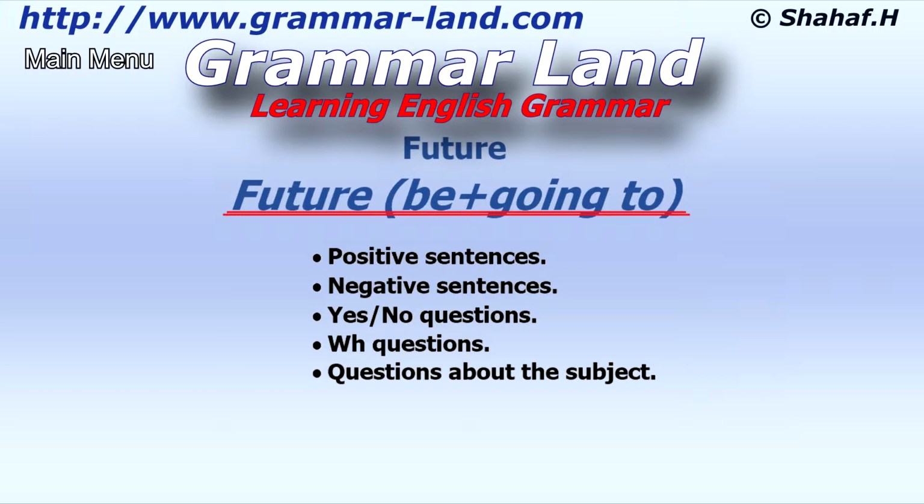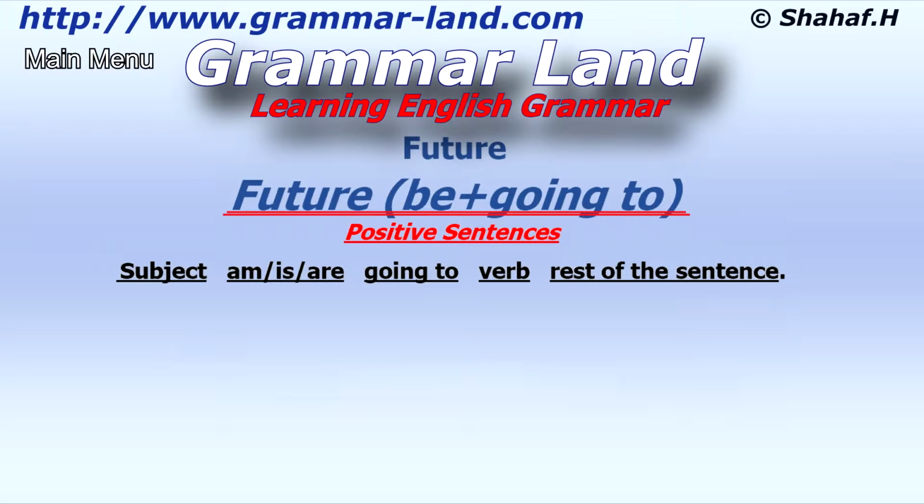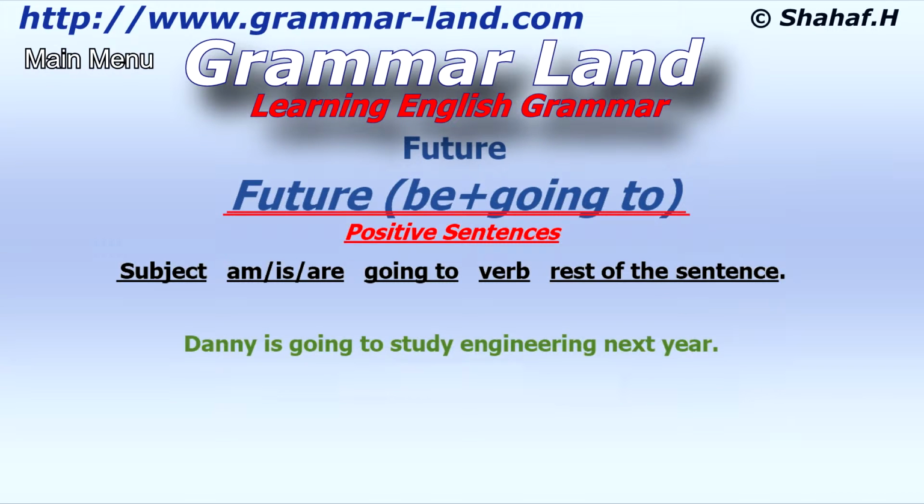Let's start. Positive sentences. The sentence starts with the subject, followed by am, is, or are, depending on the subject. Then comes the phrase going to, followed by a verb, in its basic form. After the verb, comes the rest of the sentence. Danny is going to study engineering next year.